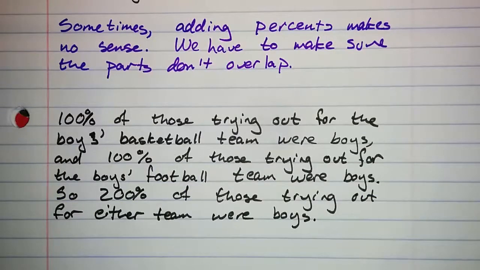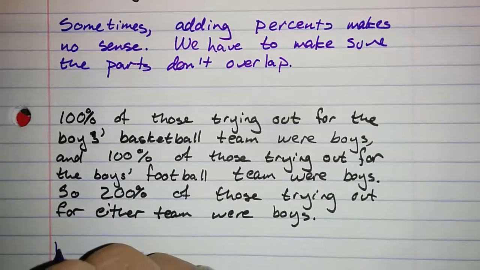What if I said 100% of those trying out for the boys' basketball team were boys, and 100% of those trying out for the boys' football team were boys? So 200% of those trying out for either team were boys. Again, clearly dumb. Why? Because they're percents of different bases. In order for adding or subtracting percents to make sense, we also need to have the same base.